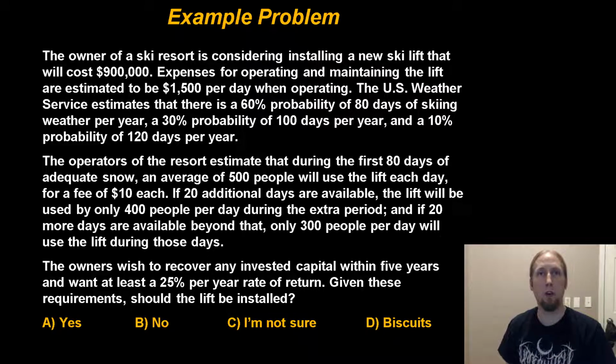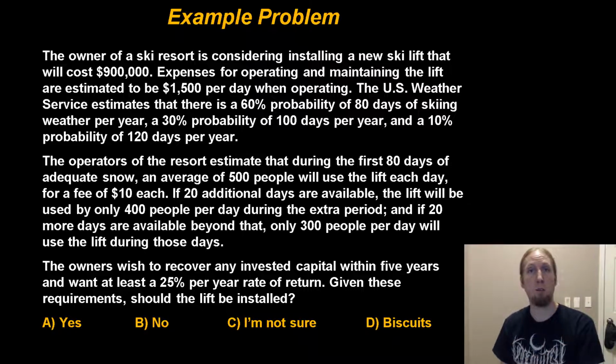We're told that the owners want to recover their initial investment within 5 years and have an annual rate of return of at least 25%. There are a couple of different ways that we can approach this problem, but either way, we're going to use a 5-year planning horizon, and we could set a hurdle rate of 25% per year if we want to calculate the present worth of the project. The other way that we could approach this would be to calculate the actual rate of return and see whether or not it's greater than or less than 25% per year.